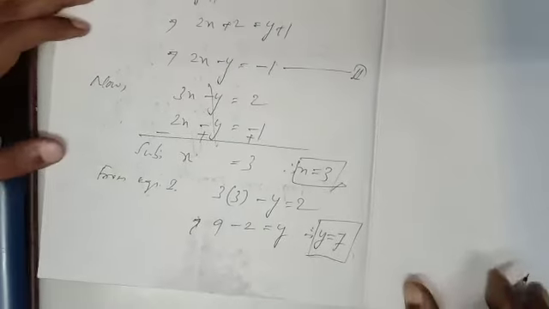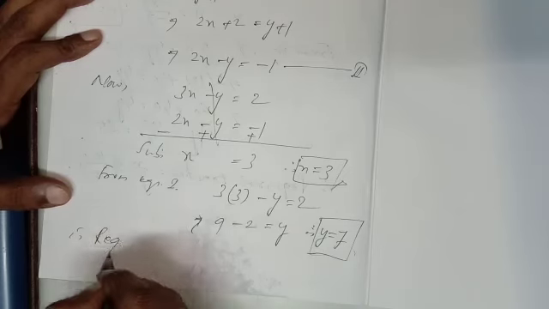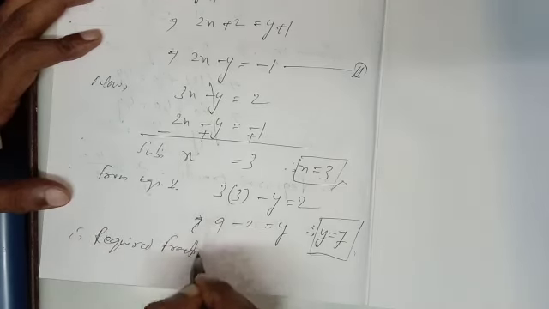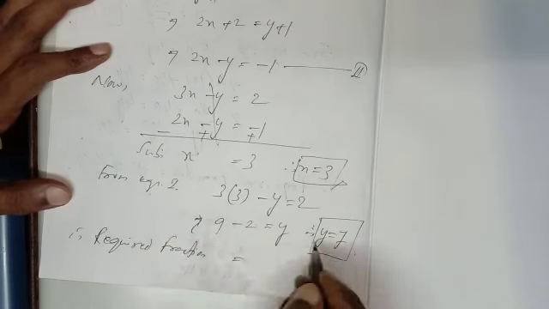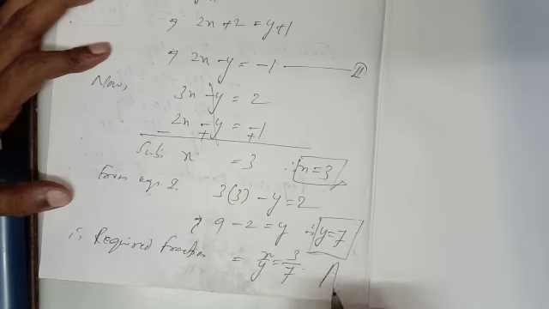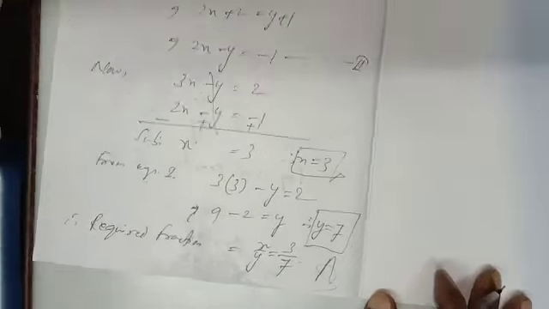Therefore the required fraction is equal to x by y. X is 3 and y is 7. 3 by 7 is the answer. In this way, question number 10 is completed.